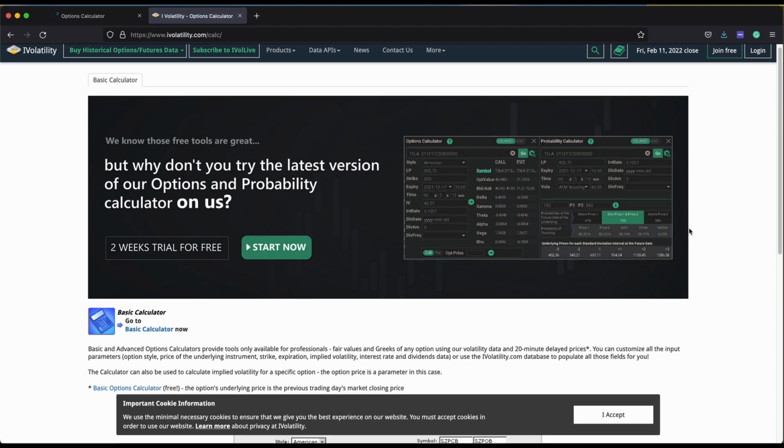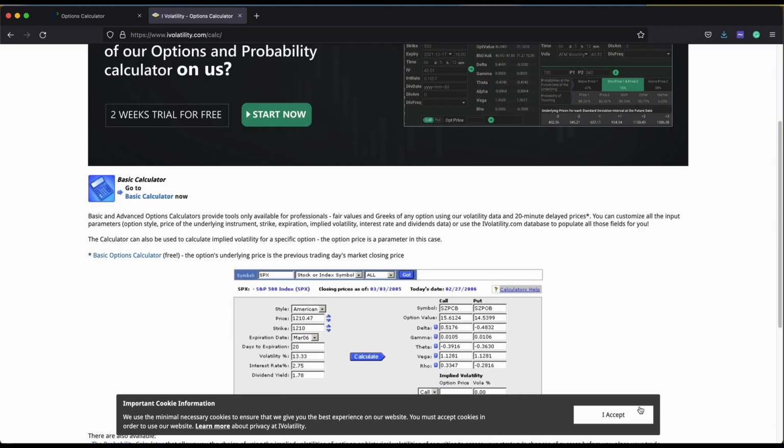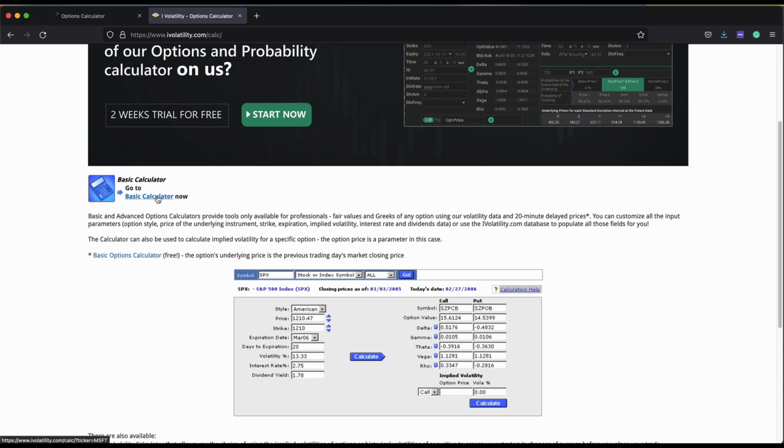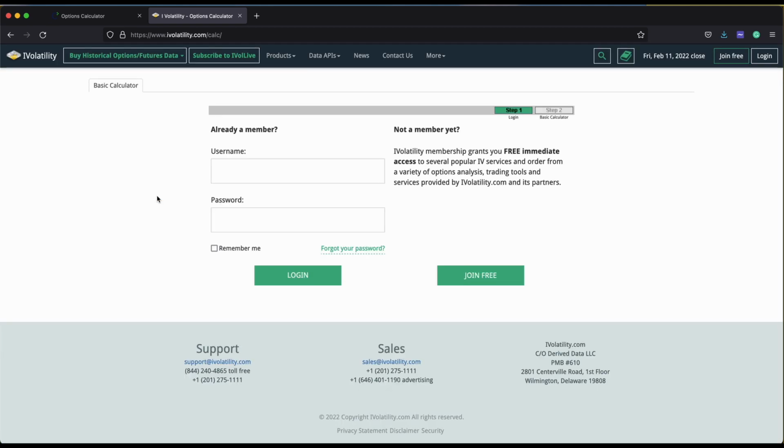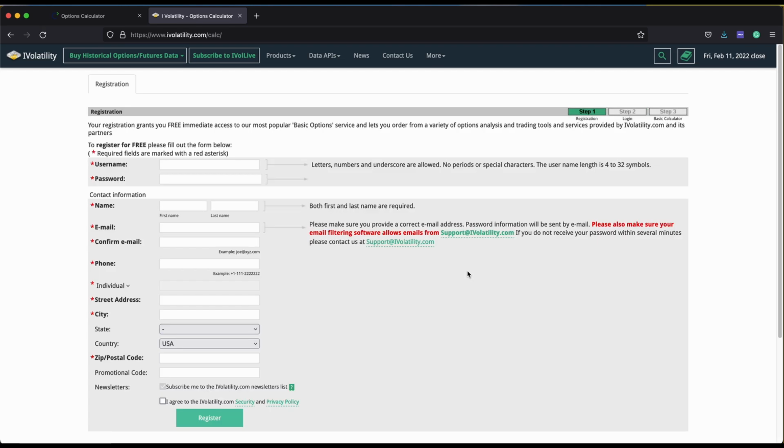If you go to this option, there is something called basic calculator. If you have a login, that's perfect. If you do not have a login, then click the option of join free. And here you can fill in all the information. I'm pretty sure every one of you knows how to do that, so I will skip that part and we'll move to the next part.